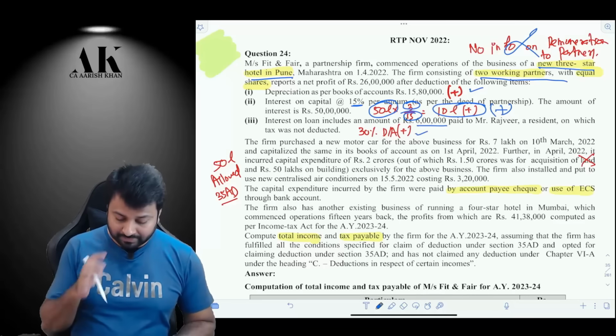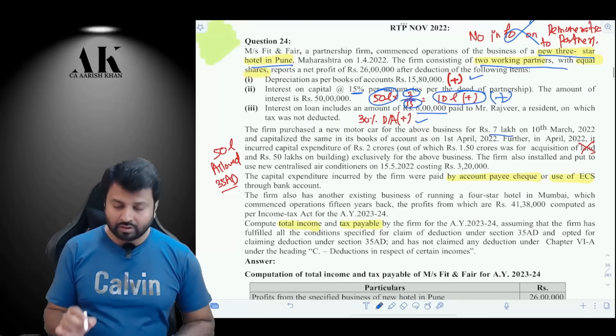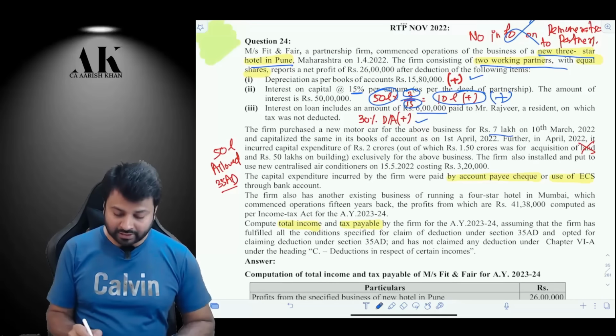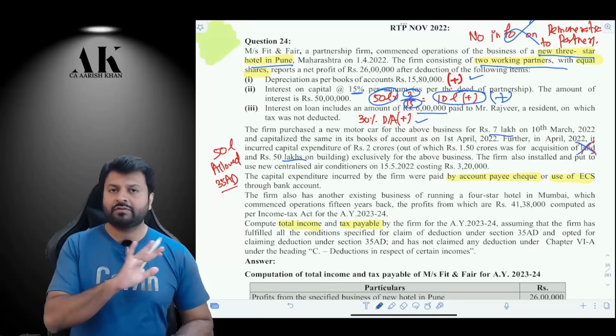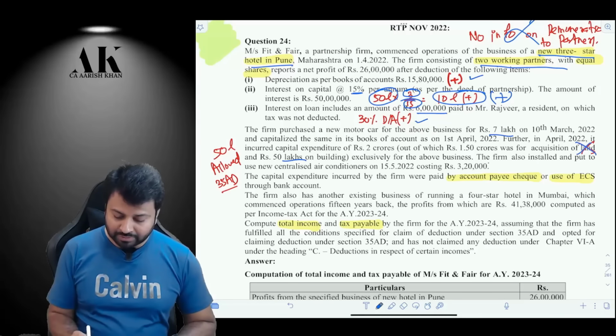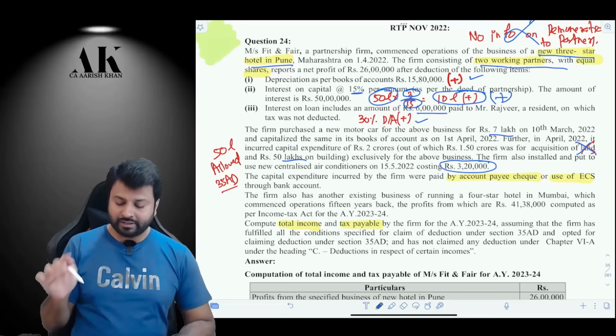Okay. Now apart from that, they have also purchased a motor car of 7 lakh. On that they will get 35AD full 100% deduction. They have also purchased some land and building. Land will not be eligible for deduction, but building will be eligible for 50 lakhs full deduction, 100%. And they have also purchased some air conditioners that will also be eligible for full 100% deduction.